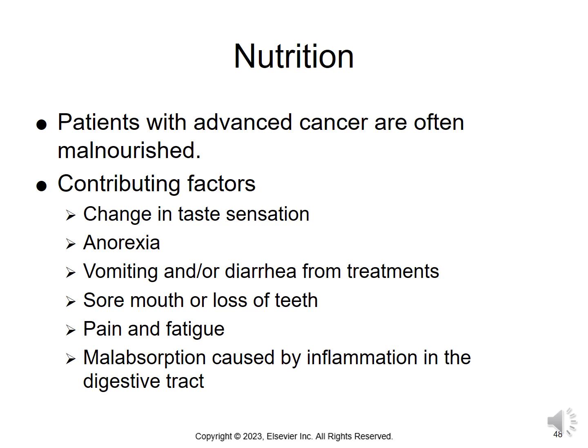Patients with advanced cancer are often malnourished. Contributing factors include changes in taste sensations, anorexia, vomiting, sore mouth or loss of teeth, pain, fatigue, malabsorption because of inflammation in the digestive tract, altered metabolism, and nutrient trapping by the tumor. These factors can result from the tumor itself or from effects of chemotherapy and radiation.